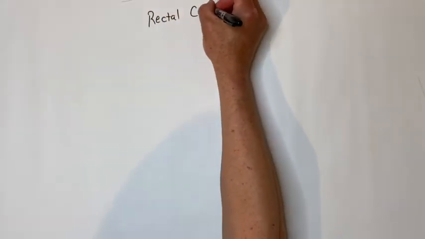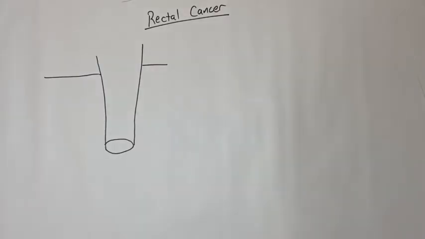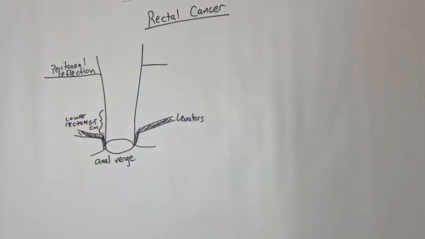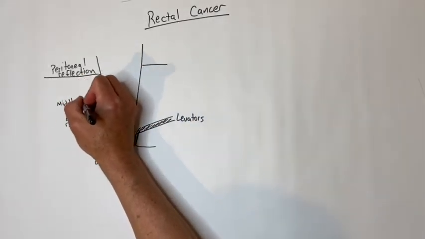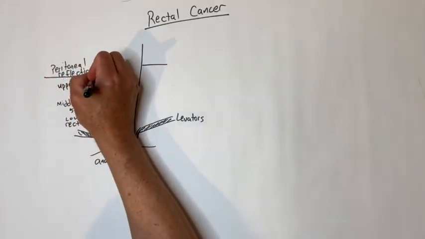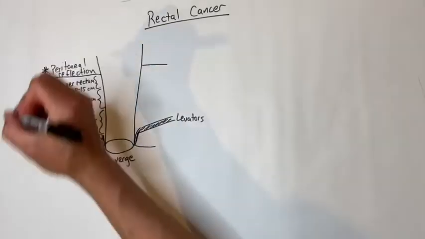Rectal cancer is treated very differently. So first, it is important to know what defines rectal cancer. The rectum is roughly 15 centimeters long. The lower rectum is 0 to 5 centimeters from the levators, middle is 5 to 10 centimeters, and the upper is about 10 to 15 centimeters from the levators. If you find a tumor on colonoscopy that is less than 15 centimeters from the anal verge, it is probably going to be classified as a rectal cancer.